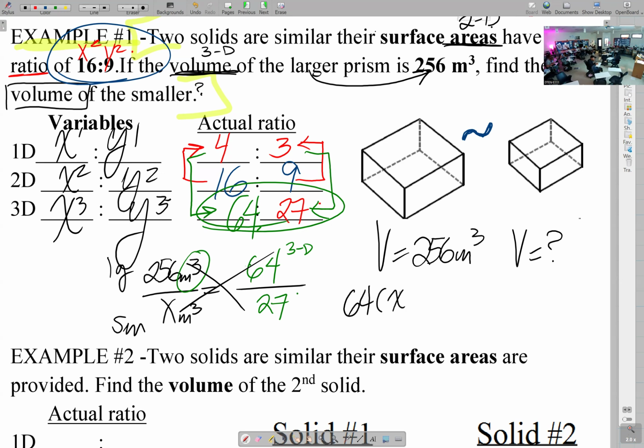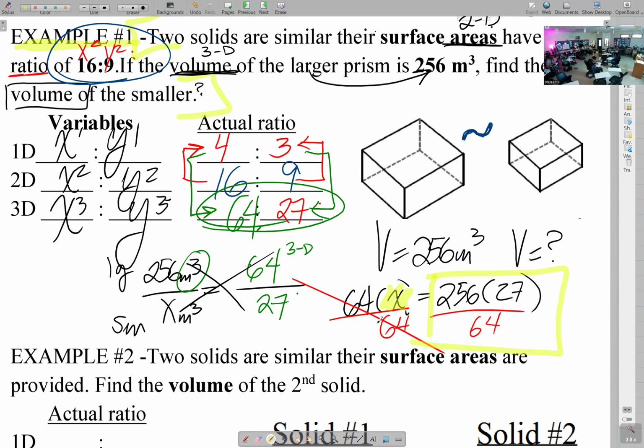64 times x equals 256 times 27. Once your variable is completely by itself, you can, and try to do that without touching your calculator, but if you're going to be a lazy bones, as long as you show that, redo.